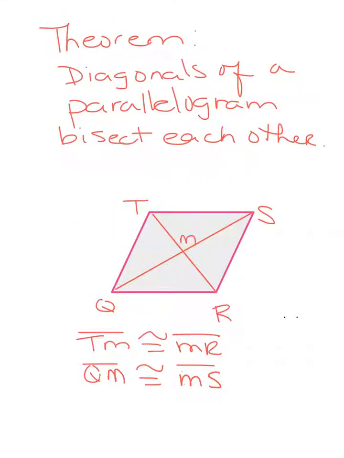Our next theorem states that diagonals of a parallelogram bisect each other. So we can say that TM is congruent to MR and QM is congruent to MS. Now notice that although they bisect each other, that doesn't necessarily mean that the diagonals are equal. They could be equal, but it doesn't happen all the time.